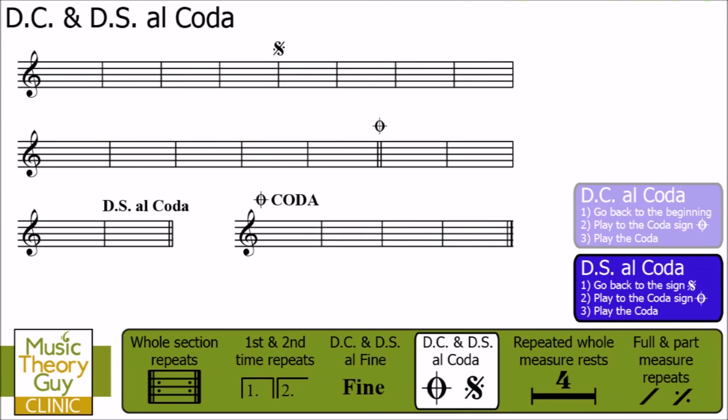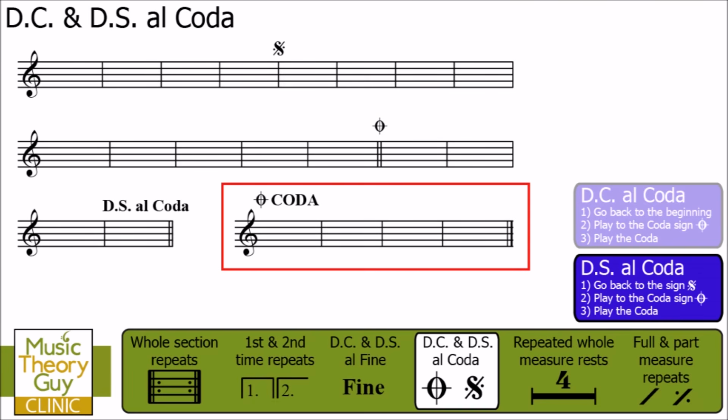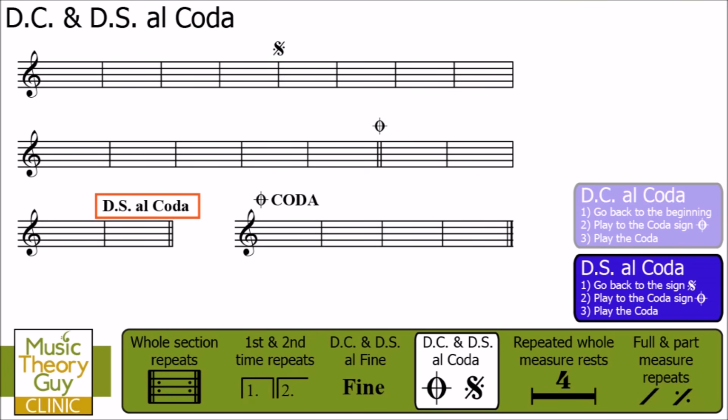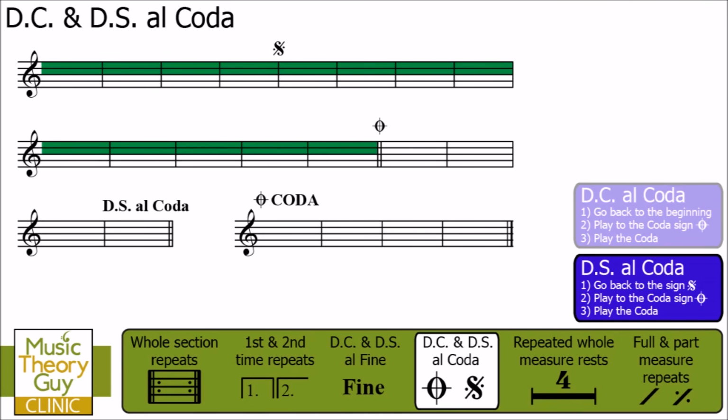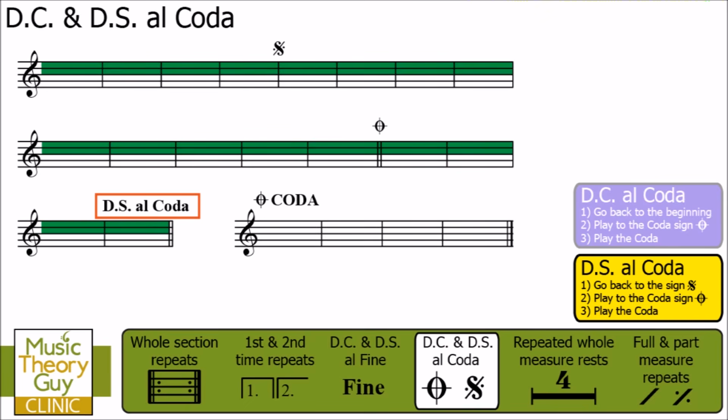Let's have a look though at DS al Coda. Just before we get going, just make sure you know where all the symbols and signs are. So here at the top, we've got the sign. On the next line down, we've got the coda sign. At the very bottom at the end, and again there's that gap between the main section of music, we've got the coda. And at the end of the main section of music, we've got that instruction DS al Coda. So as before, we start playing from the very beginning and we just keep playing all the way through and we keep playing all the bars and measures until we hit that instruction DS al Coda.